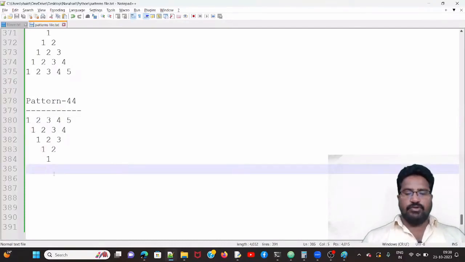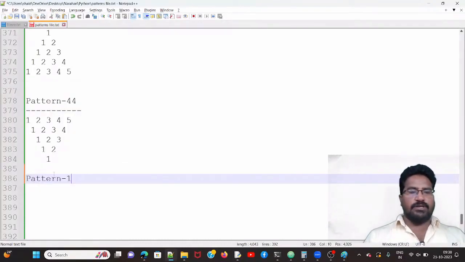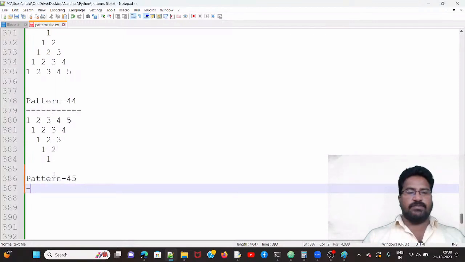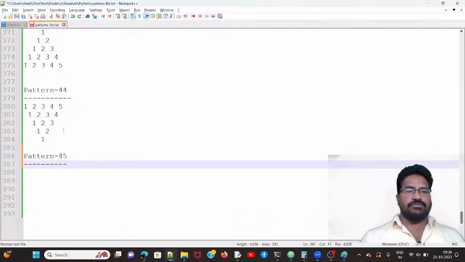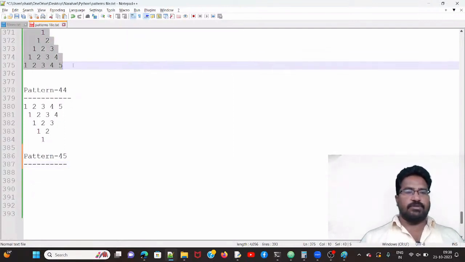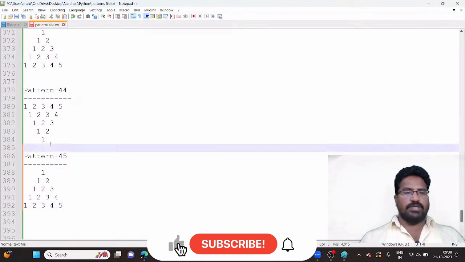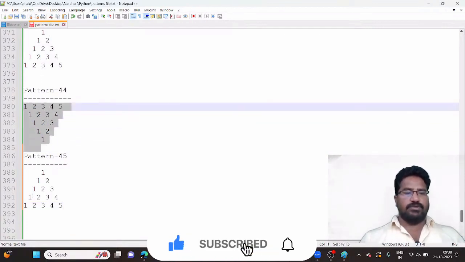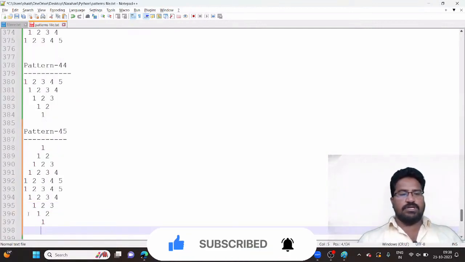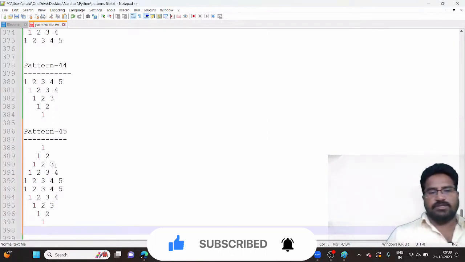Now let's go for a new pattern, pattern 45. Which one is the new pattern? It is a combination of two patterns, like this diamond shape. This is what is required.